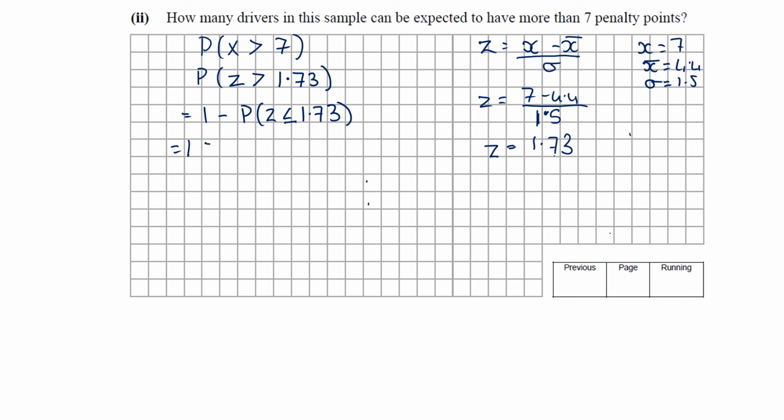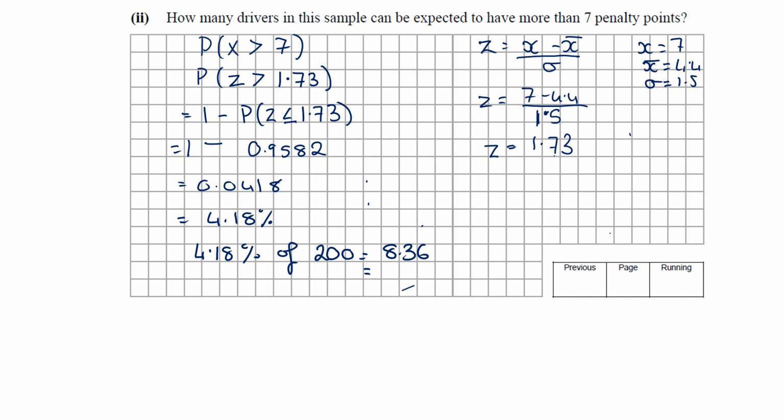Now I can look up 1.73 in my tables, and I end up with 0.9582. And when I take them away, I get 0.0418, and that equals 4.18%. So I know that 4.18% of the sample have more than 7 penalty points. But they asked how many drivers this is. So I need to get 4.18% of the 200 drivers, and that works out for me as 8.36.